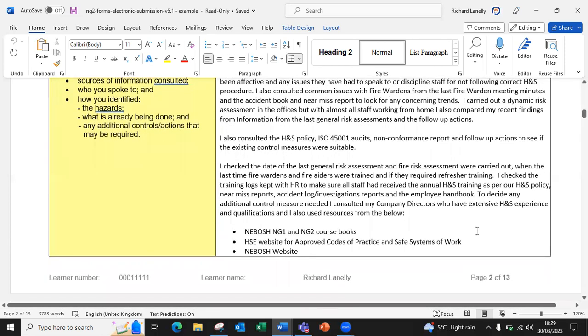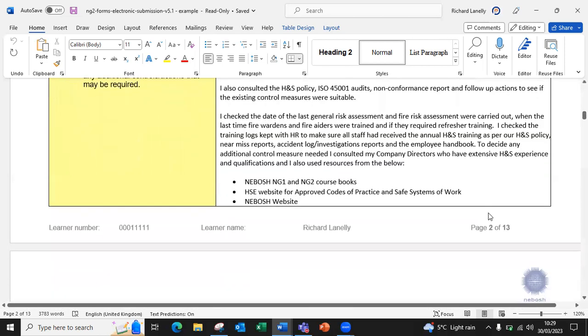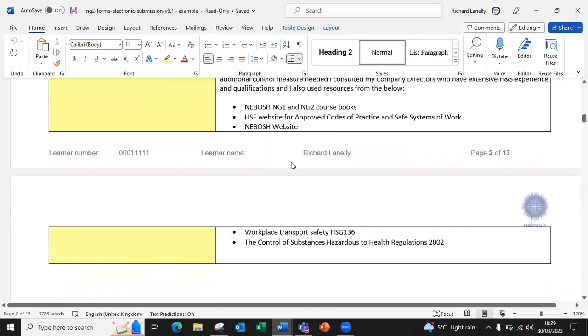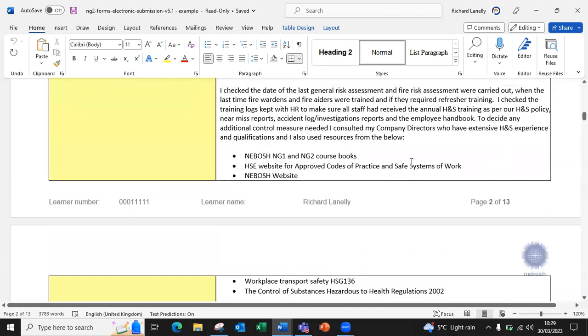I've checked the date of the last general risk assessment and the fire warden risk assessment have been carried out. Fire wardens, first aiders are trained. So we're looking at all this information to try and to get a better picture of what we're looking for. And then I've just listed a few things as well, sort of information that I've used to decide some of the information in part two.